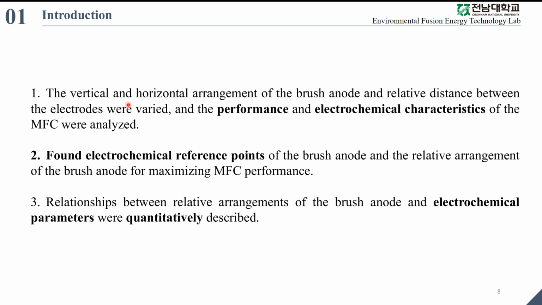First, the vertical and horizontal arrangement of the brush anode and relative distance between the electrodes were varied, and the performance and electrochemical characteristics of the MFC were analyzed. Second, found electrochemical reference points of the brush anode and the relative arrangement of the brush anode for maximizing MFC performance. Third, relationships between relative arrangements of the brush anode and electrochemical parameters were quantitatively described.